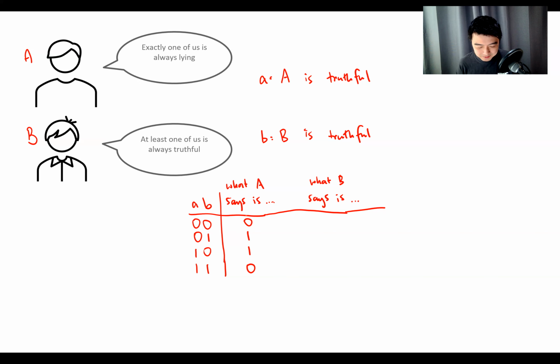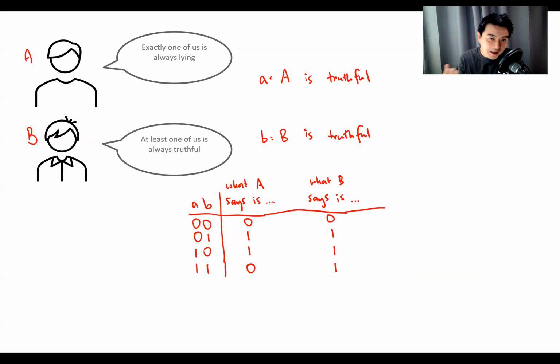What is B telling us? B is telling us at least one of us is always truthful. So when are the cases when B is actually truthful? Well, B is telling the truth in these three cases because he said at least one of us is always truthful. So the only case is false here.